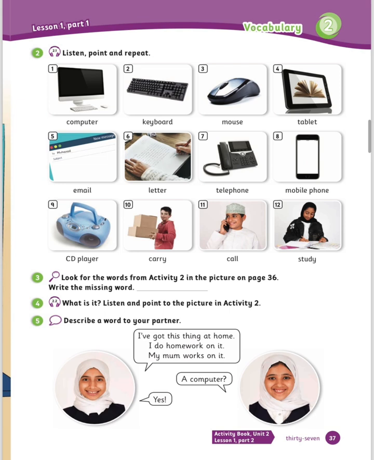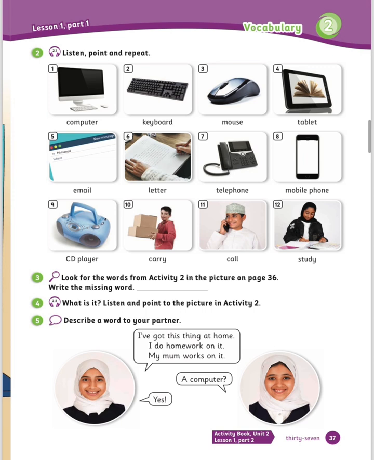Lesson 1, Part 1. Exercise number 2. Listen, point, and beat. Now let's see. How many things in the photos have we already talked about in the lesson? Where's the mobile phone? Do you see the boy in picture 11? He is calling someone. Who do you think he is calling? Look at the pictures and do the activity.